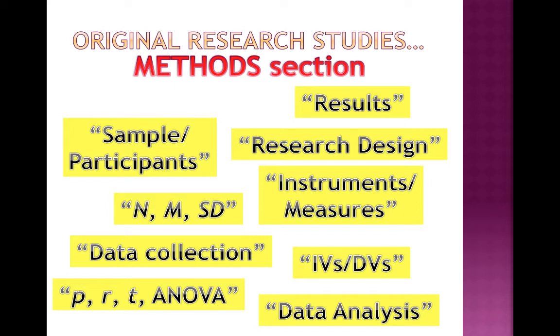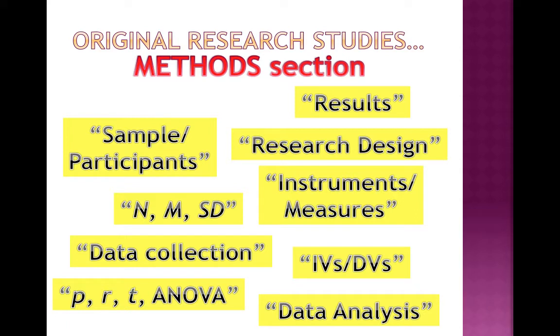All original research studies in peer-reviewed journals have a methods section. The methods section is the section that tells the reader the specifics of the methodology used to carry out the study: sampling procedures, measures, variables of interest, statistical tests, participants, research design, etc.